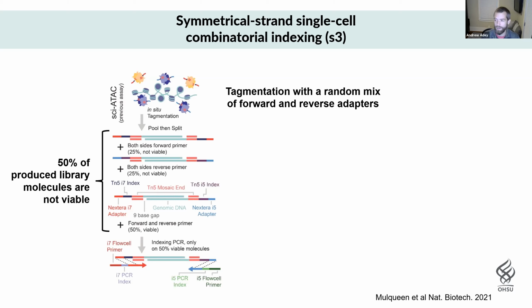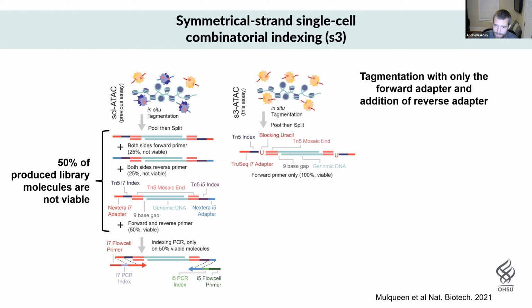So you're losing half of your library. So your theoretical maximum is only 50% of the yield that you can obtain. And that's true for a TAG-seq or any standard tagmentation assay. And we've tried various ways over the years to try and get around that, and it's worked with moderate success until recently when we worked on this new approach we call symmetrical strand single cell combinatorial indexing, or just S3 to keep it brief, where we tagment with just a single adapter that has an index.